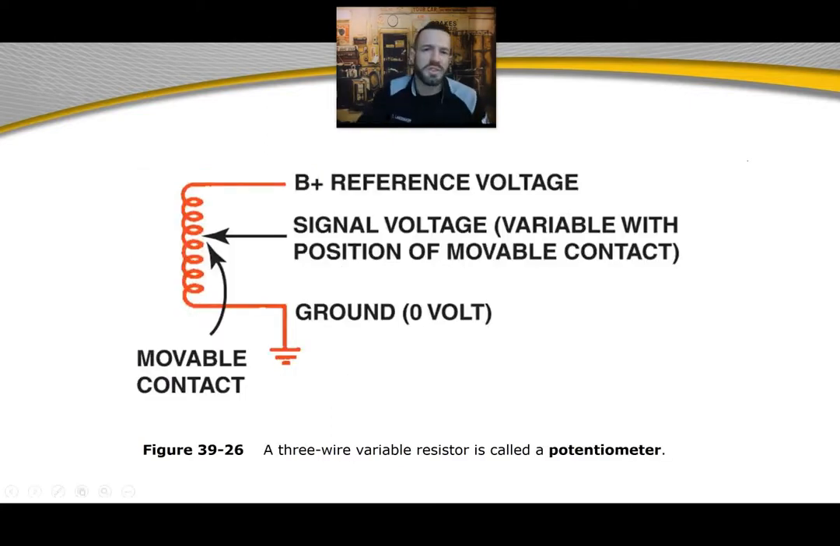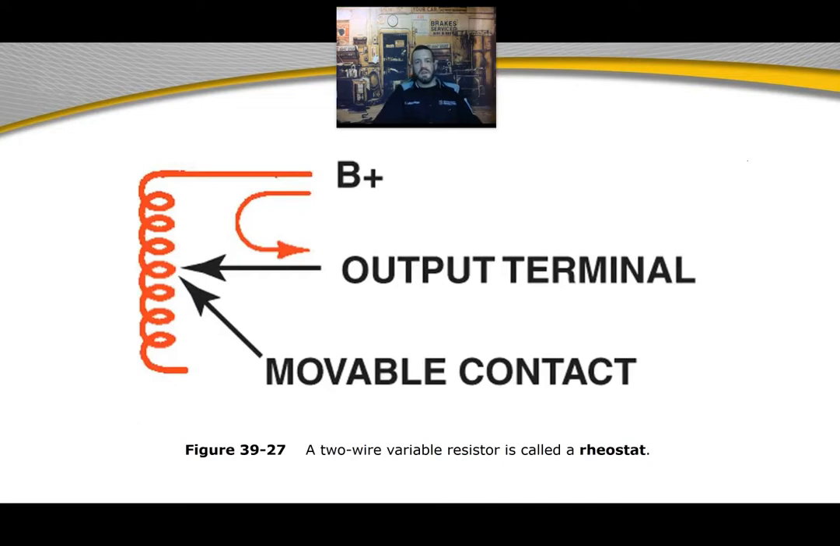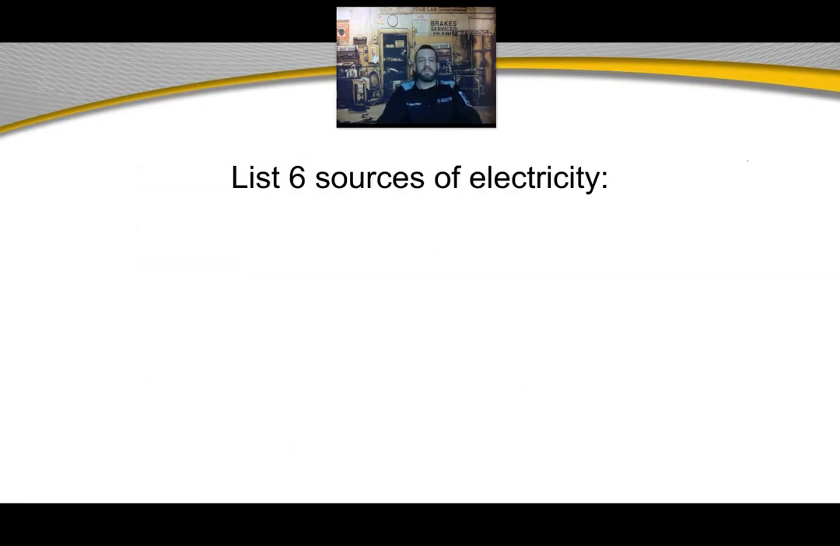Anyways, we'll talk about these more in class. But basically, a potentiometer is a variable resistor. A rheostat is a 2-wire variable resistor. We're going to get into all these much more. We're going to be testing with these, all that type of stuff.